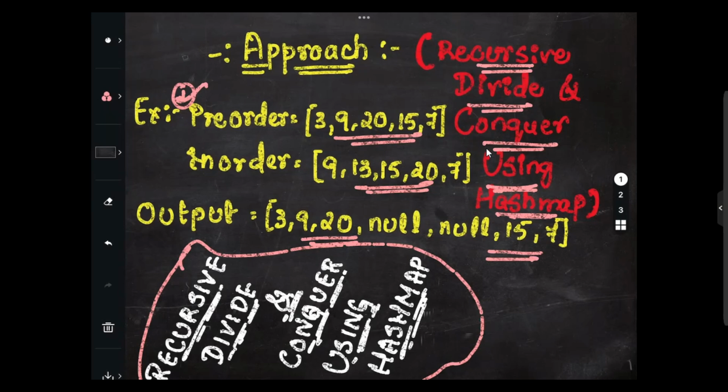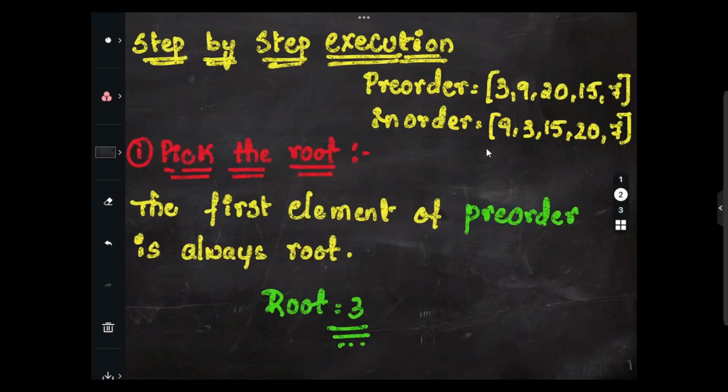If a particular node has both the left and the right subtree present, then we take their values. But if the left subtree is having children and the right subtree is not having children, then in that case we have to consider null values. Just keep this in mind, right? So let's go with the step-by-step execution. The same first example we are considering right here.